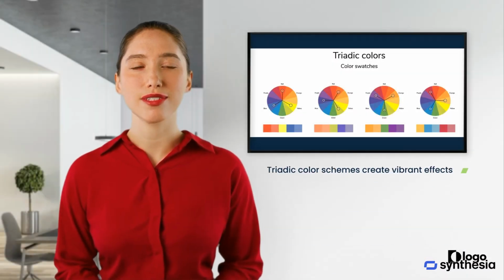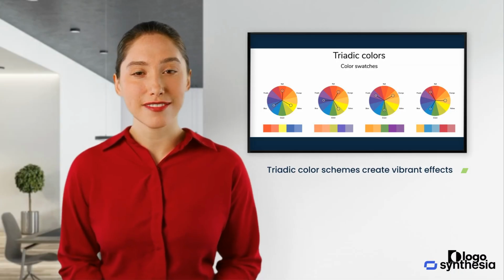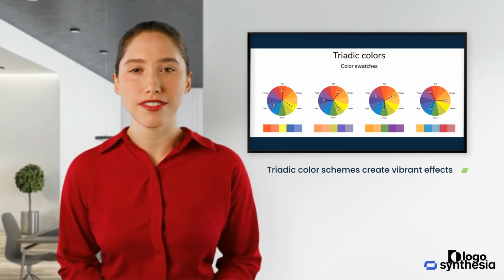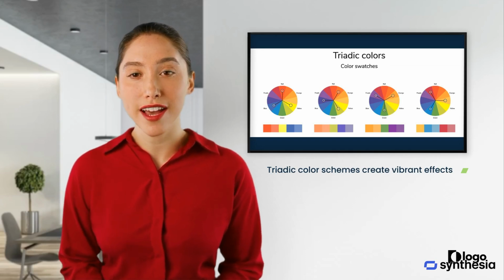Triadic color schemes use 3 evenly spaced colors on the wheel, creating vibrant and dynamic effects. These schemes are perfect for energetic environments, such as children's play areas or modern art spaces.